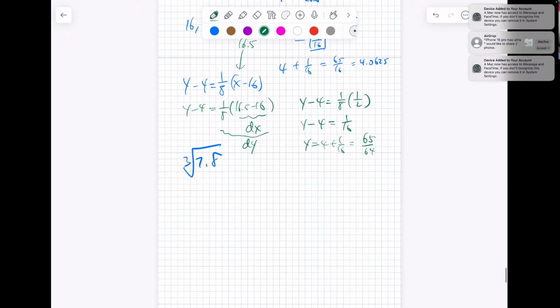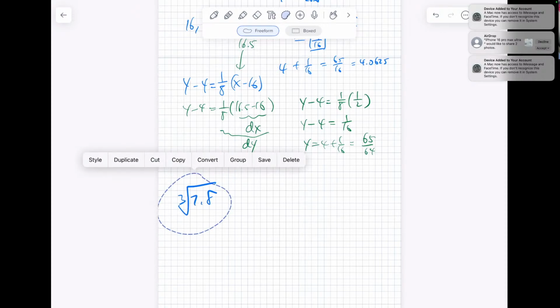So I want you to approximate this and also set up a little bit of a trap. 7.8. Yeah, cube root of 7.8. And for a math computation problem, they usually will ask you to approximate, let's say, sine of 32 degrees. But it's not hard if you think about it. Sine of 32 degrees. We just sign up.